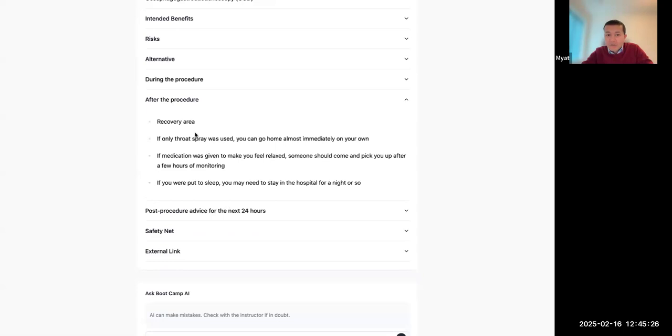Correct. If it's a local throat spray, they can almost go home immediately on their own. A very important thing is that sometimes they drive to the hospital, and if they end up having sedation, they cannot drive for the next 24 hours. If they had the sedation, you need to monitor them in the recovery area for the next few hours, usually about 1 to 2 hours or 2 to 3 hours, depending on how the patient is doing. But if the patient had the GA, they will have to spend the night in the hospital. You have to keep them in and monitor for a day.